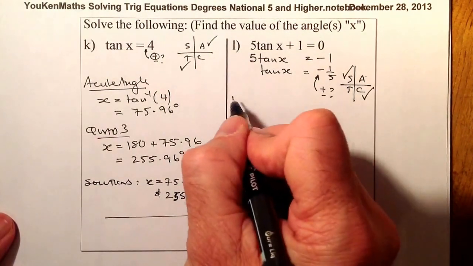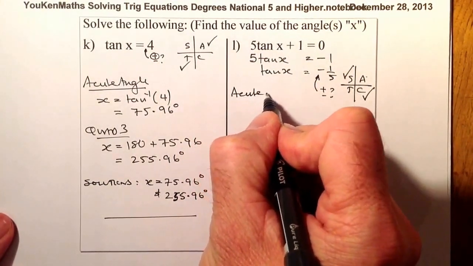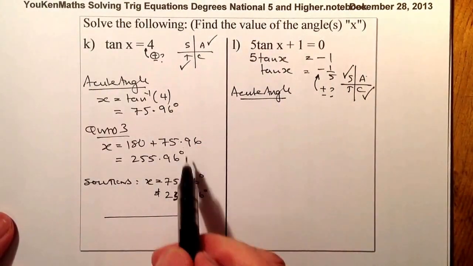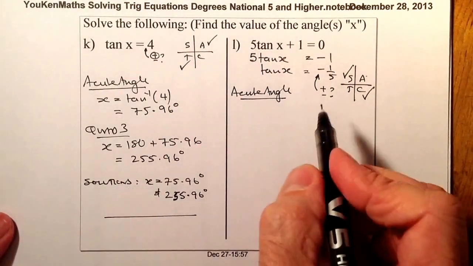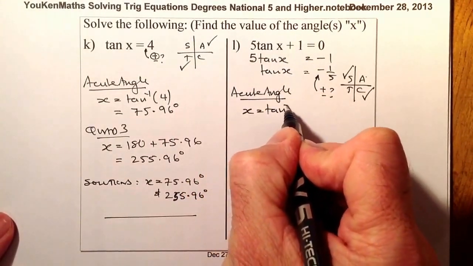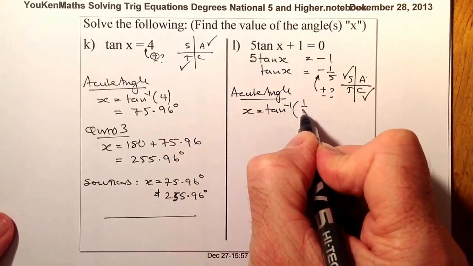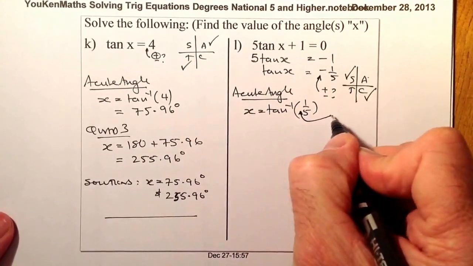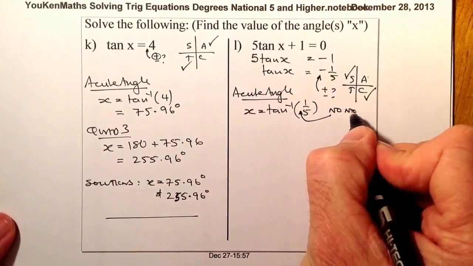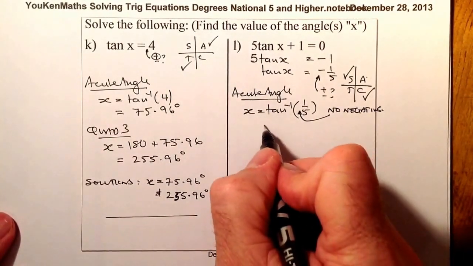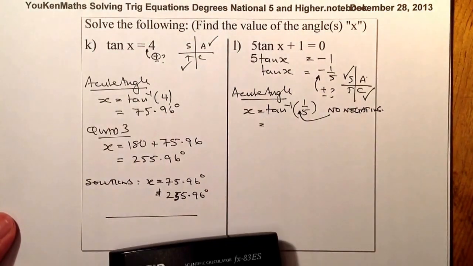What I'm going to do first of all is find the acute angle. Remember, the acute angle is the one that helps me work out the other angles. So let's go for it. The acute angle will be the inverse tan, and remember I'm just going to use 1 over 5, and again I'm not using a negative. No negative value in there. Right, let's see what we get.